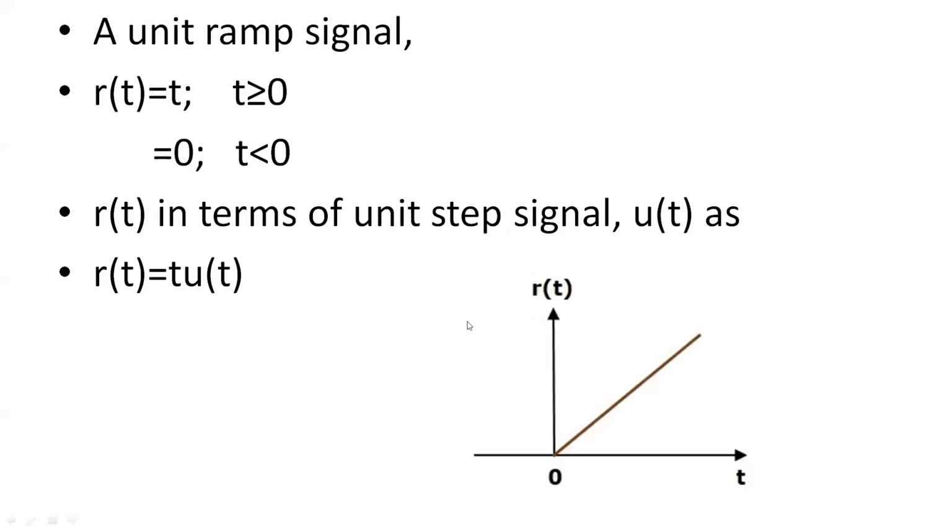The unit ramp signal, you're seeing it here, is a steady increase. When r(t) is the input signal, r(t) is equal to t for t greater than or equal to 0, and it is 0 when t is less than 0. If you want to represent r(t) in terms of the unit step signal, r(t) is equal to t times u(t).